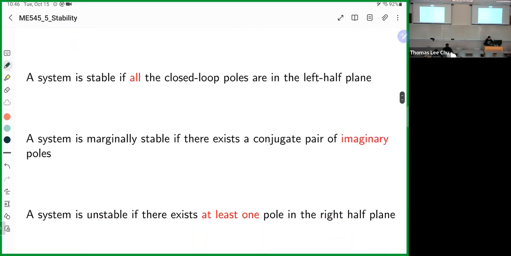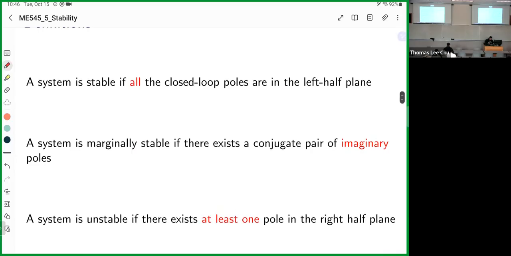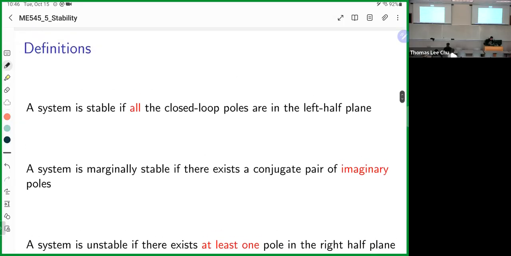So, just a few points to make. A system is stable if all the closed loop poles are in the left half plane. And when I say closed loop poles, this is going to be a system with feedback. So I'm going to be talking about specifically this system here.